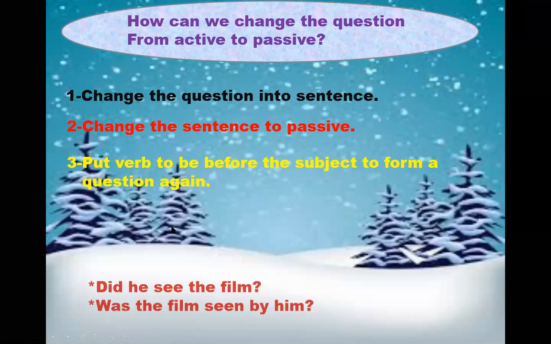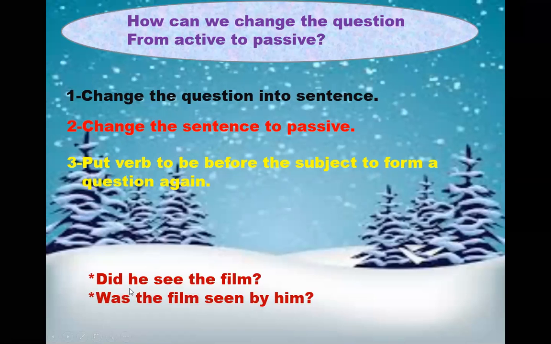Let's have an example. Did he see the film? This is an active question. How can we change it into passive? We will get a suitable verb to be according to the subject and to the tense. Here it's in the past simple, so the suitable verb to be will be was. So the answer: was, and then start with the film. As we said before, we will get the object at the beginning. So, was the film. What is the past participle of see? Seen by him. Was the film seen by him?